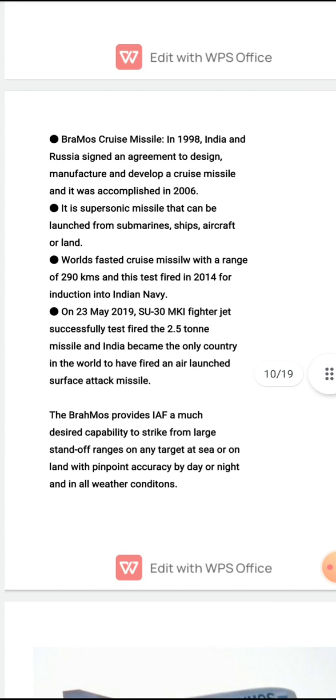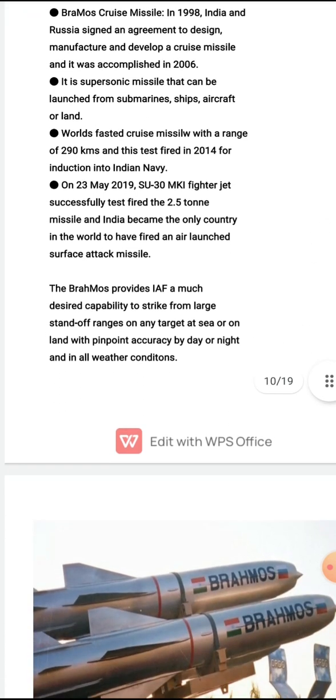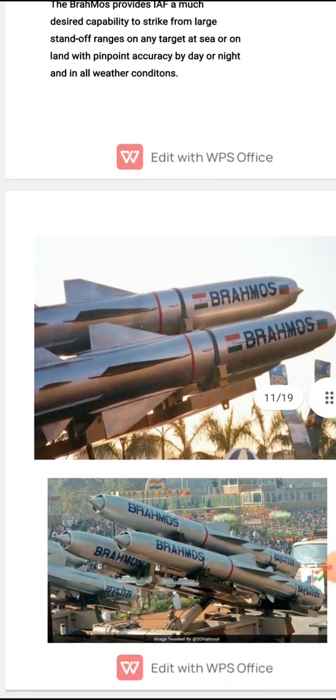So BrahMos provides the Indian Air Force a much desired capability to strike from large standoff ranges at a target at sea or on land with pinpoint accuracy, day or night, in all weathers. So generally BrahMos has 290 kilometers of range, so you can say that it can hit long range targets in day and night, on land or water, in all weathers. So this is the BrahMos missile developed by India and Russia, the world's fastest cruise missile. So this is the image of the BrahMos missile.